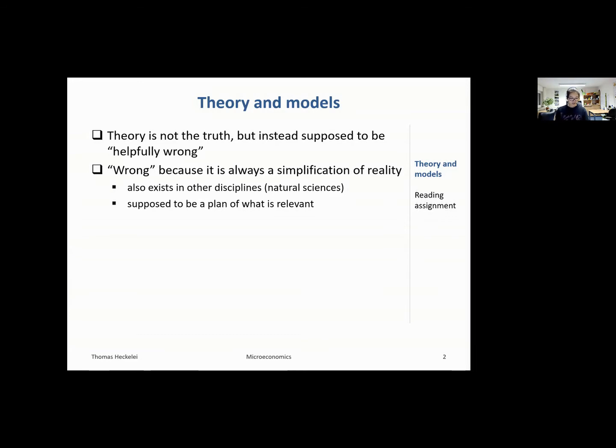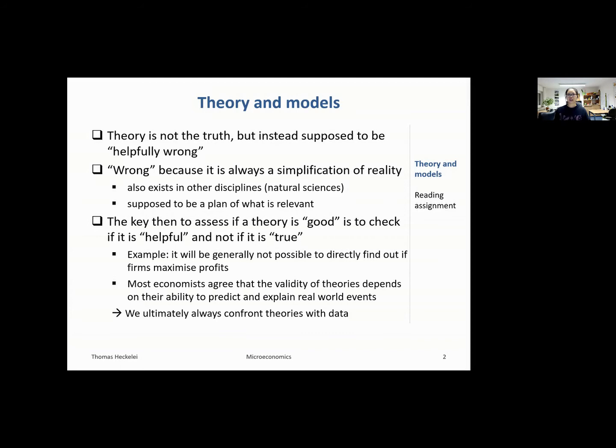Because of that, we can see that the map is a wrong model of the area, but it helped explaining the connection, it helped achieving our objective. So from that, we can see that the key here is not to judge if the model is true or not, because it can always be very easily pointed out that it's wrong. But if it's helpful, then the theory or the model is good.